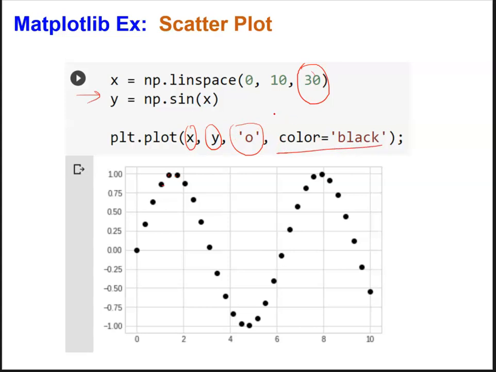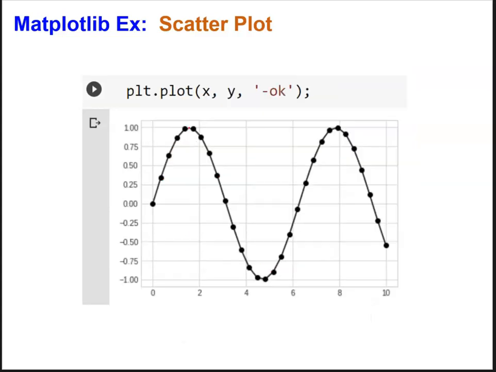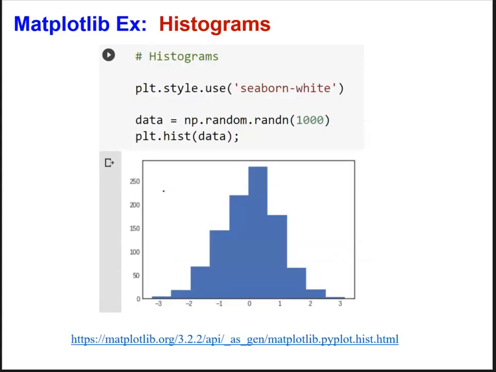We can also connect these dots in the scatter plot. The K means black, and these are circled, and the dash would mean that you're connecting the dots. Now let's look at histograms. Histograms are a very useful type of plot, so we'll work with histograms a lot.